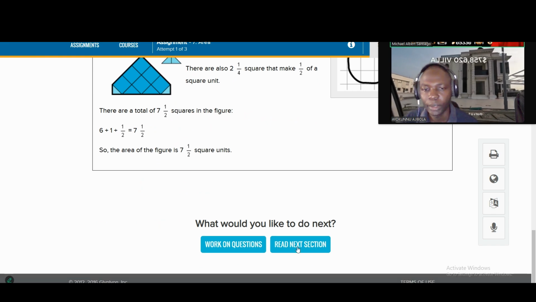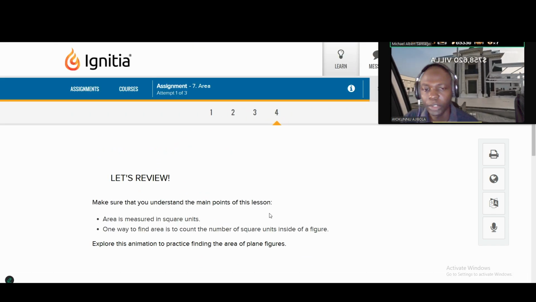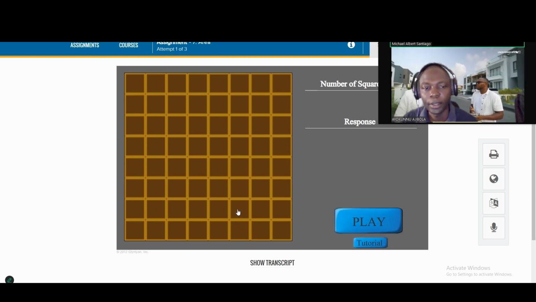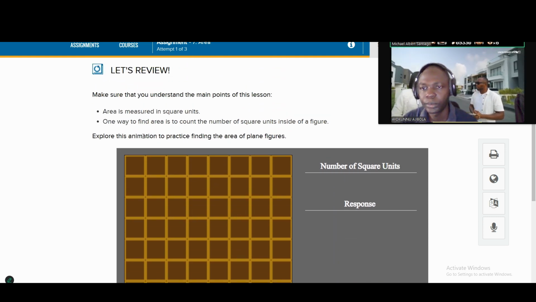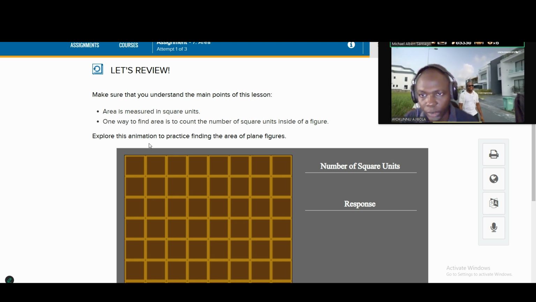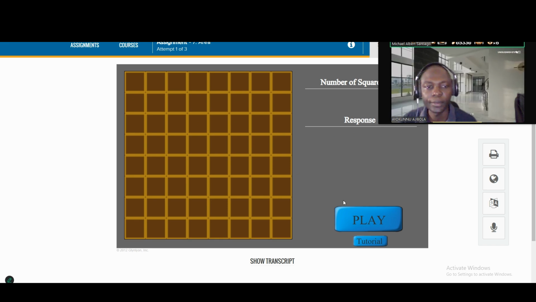Good. So let's see the next session. So we have to review. It says to play. Make sure that you understand this. Area is measured in square units. One way to find the area is to count the number of square units inside the figures. So to explore this animation, you need to find area. So let's play.